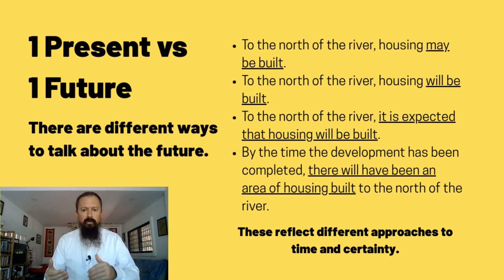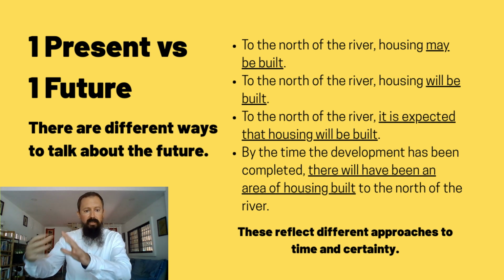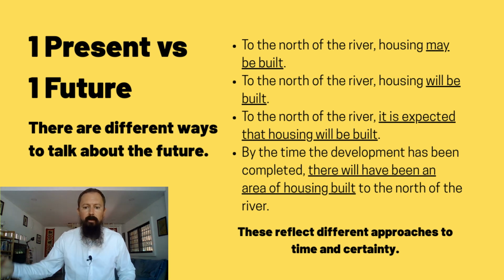Again, you don't want to add in extra information, but my example here says, by the time the development has been completed. So this is introducing a point in the future that we're not going to say exactly what that point is. Then we can say there will have been an area of housing built. So this is the future perfect tense in the passive voice. Kind of complicated, advanced grammar, but difficult to do.